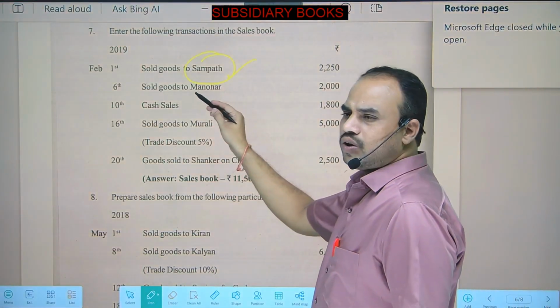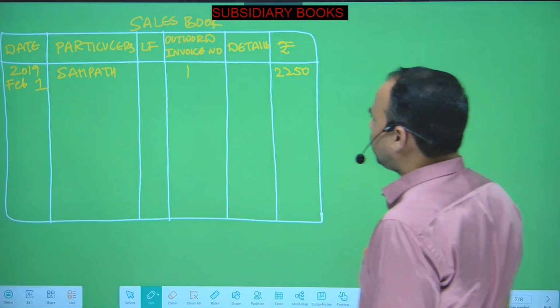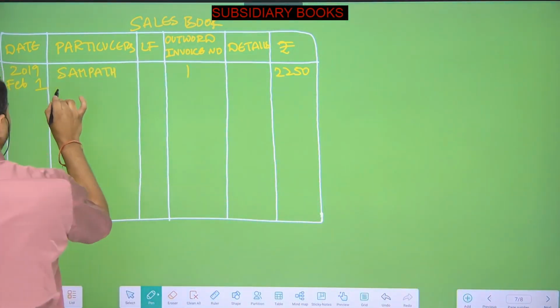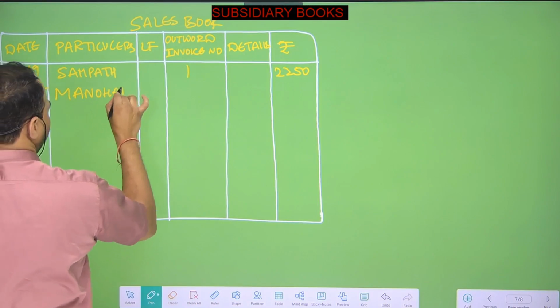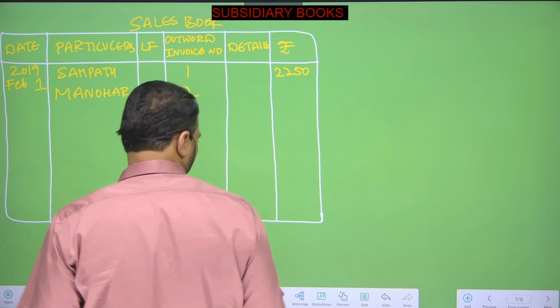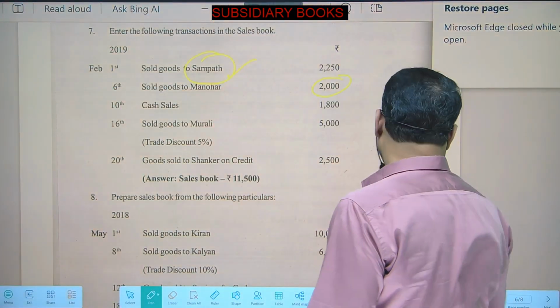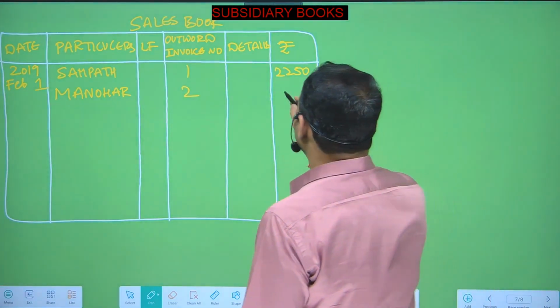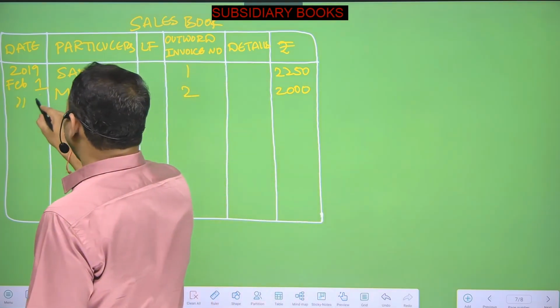Sold goods to Manohar. This is also a credit sale. So simply write here Manohar's name. Okay, number 2, and what is the amount and date given here? 2000 amount given, and the date is 6.